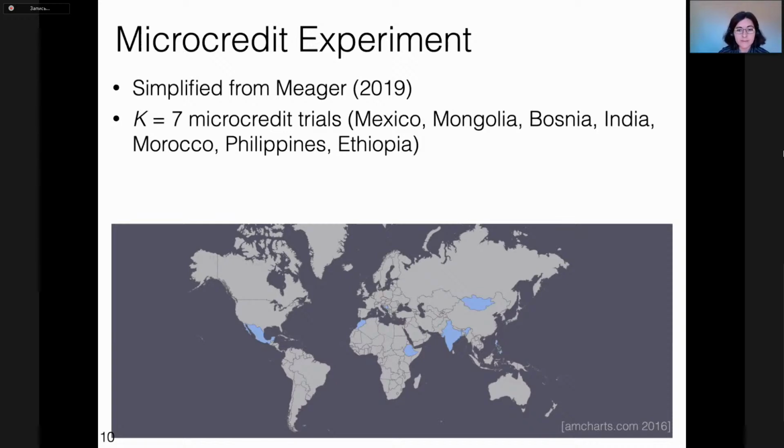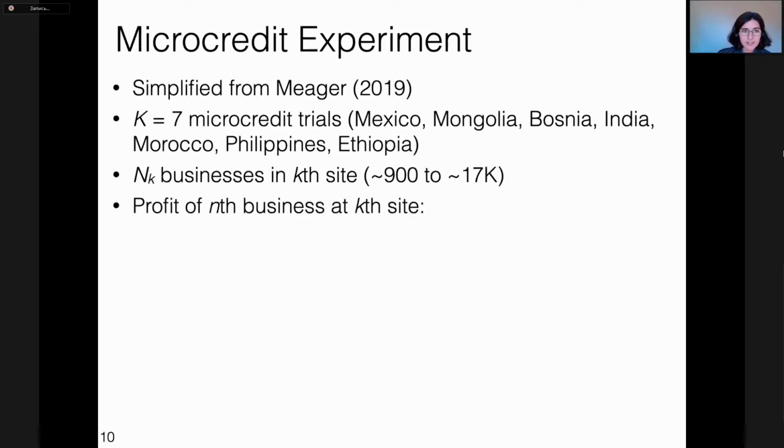It was collected from 7 different microcredit trials by various experimenters in a number of different countries. So each trial was at a particular site in these countries. And then people want to ask, okay, I have all this data from these different countries. Is microcredit effective in general? And so the data consists of data about a number of businesses, let's say N_k in the kth site, which also happens to be in the kth country. The number of businesses range between 900 and 17,000 per site. And then the model that we're going to consider here is we want to say, well, does microcredit increase profit, for instance? That's a well-defined question.